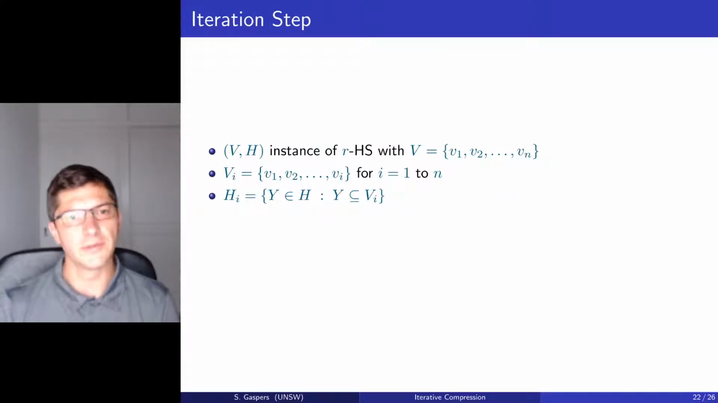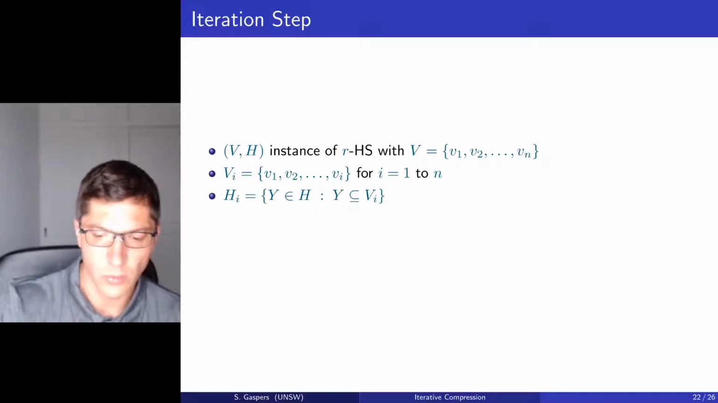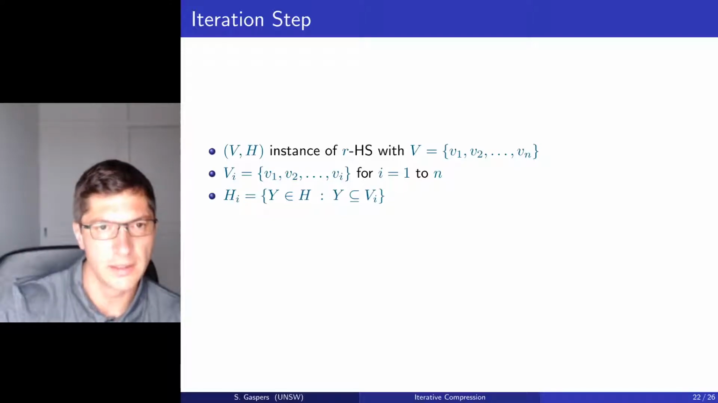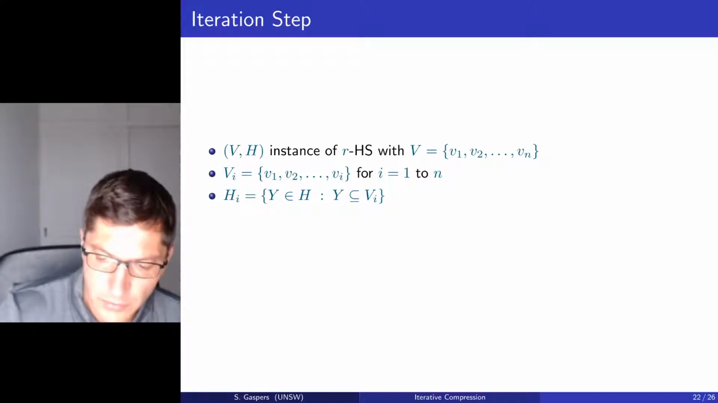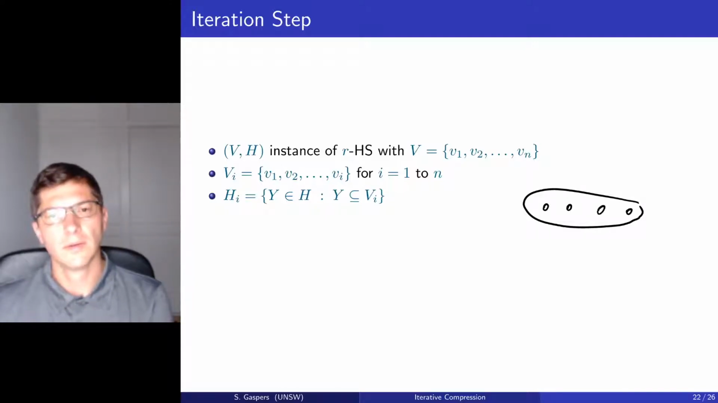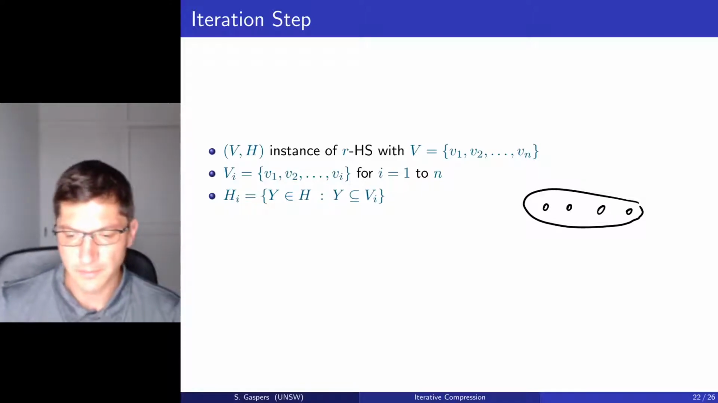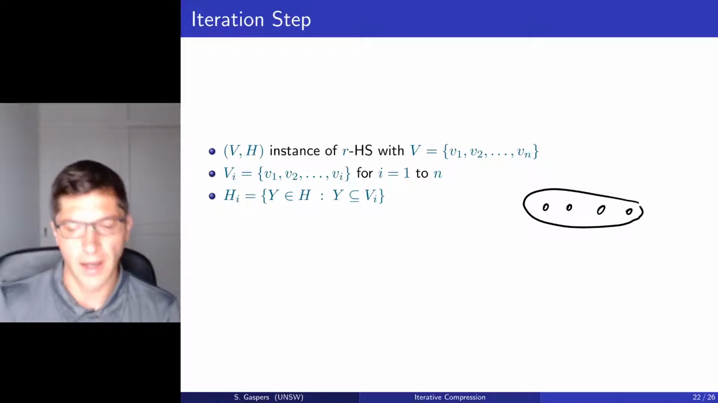Okay, now let's go to the iteration step. And here we have a choice. Let's order again our elements from v1 to vn, and Vi is the first i elements of our set of all elements. But now Hi, the sets for instance number i, will only contain those sets where their elements are completely contained in Vi. So suppose, for example, that we have a set containing, I don't know, 4 elements. Our choice is that we are only going to consider the set once all 4 elements are in our set Vi.